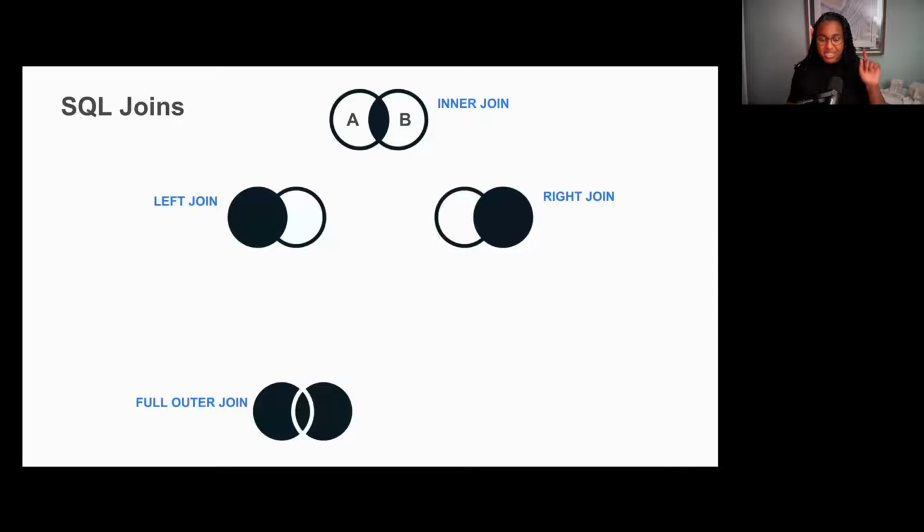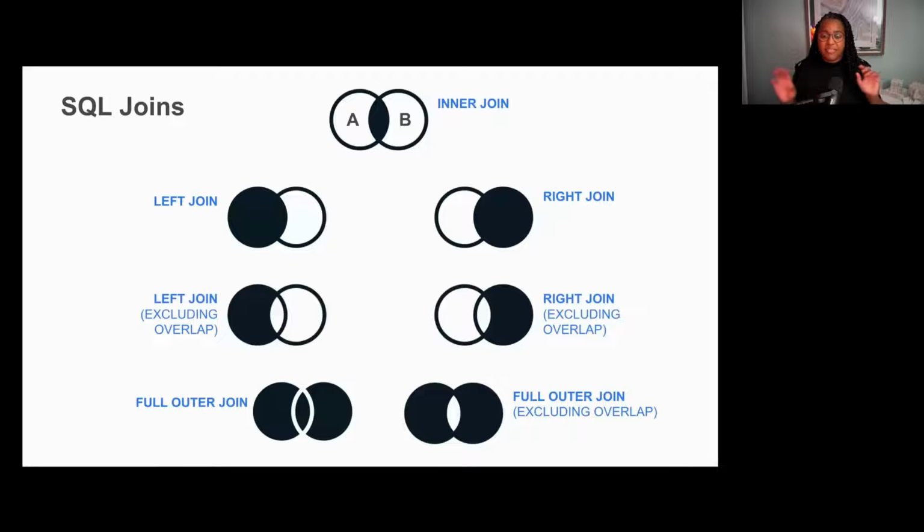And as you can see, there are a couple of spaces left. Then we have these things called a left join excluding the overlap, a right join excluding the overlap, and a full outer join excluding the overlap. So you can get all these versions of SQL joins. But let's get into one example slowly and in particular.